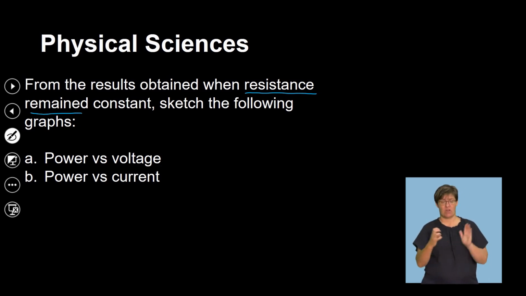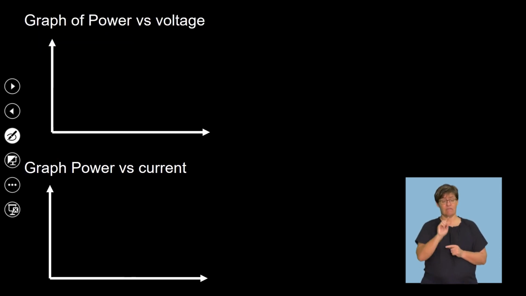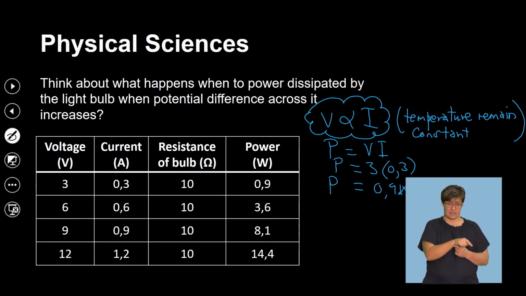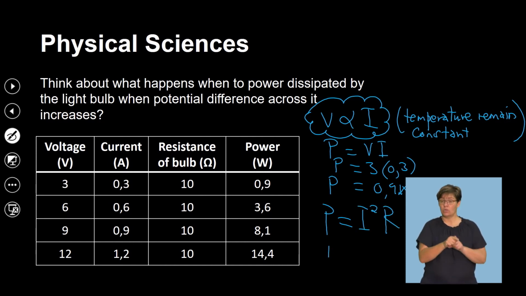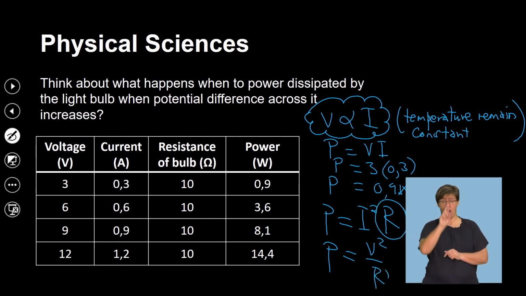Sketch the following graphs: the graph of power versus voltage and the graph of power versus current. If we start with power versus voltage, if we quickly go back to the table of results that we obtained from the simulation, we can see that this is not necessarily a linear relationship. But remember, P equals I squared R. At the same time, P equals V squared over R. So if R in both cases is constant, this doesn't give us a linear relationship.